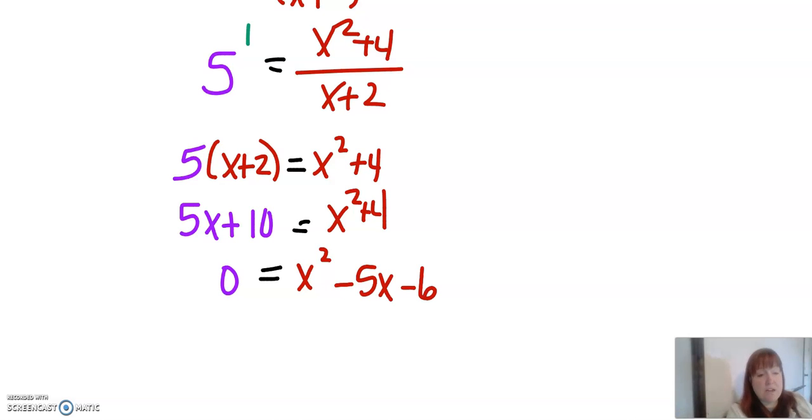So now this is ready to factor or use the quadratic formula. Use either one you prefer. Factoring is sometimes faster, but the quadratic formula works every time. So how do we factor this?